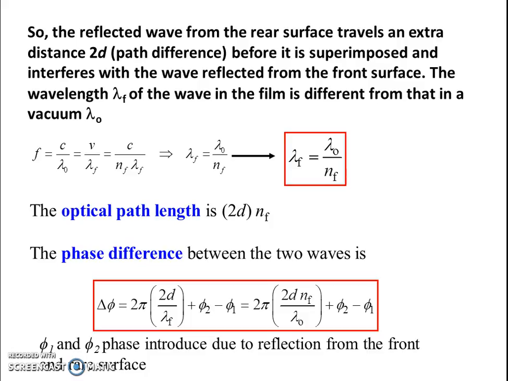And the wavelength in this film is not the same as the vacuum wavelength; it changes to lambda f, which is the vacuum wavelength divided by the refractive index of the film. Now we can find the total phase difference, delta phi, which is 2 pi by lambda f times 2d, plus phi 2 minus phi 1, which are the phases introduced due to the reflections from the rear and front surfaces respectively.